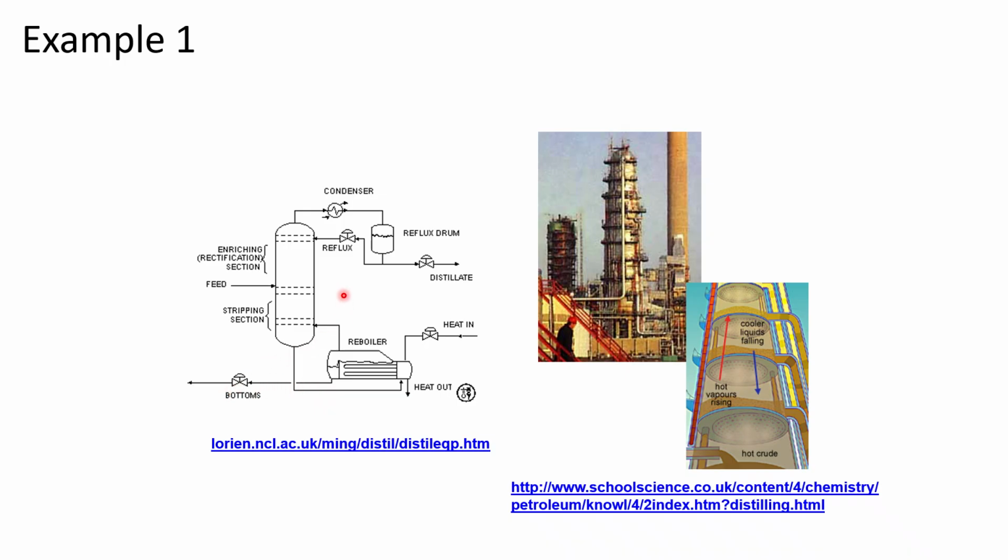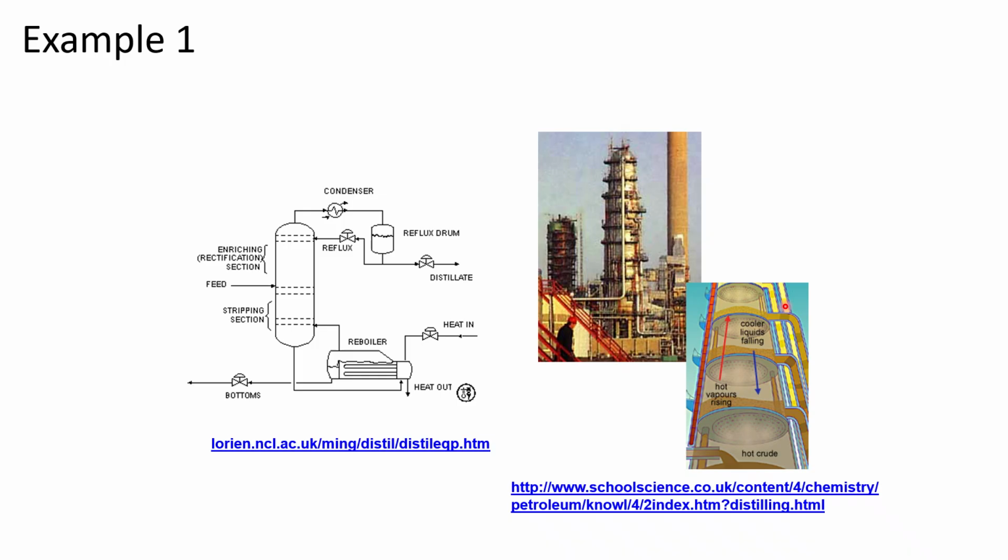In a real column, you may have more than one feed distributed along the length of the column, and you can have more than 2 products. In addition to the top product, the distillate, and the bottom product, you may have multiple side streams pulled off. The picture here illustrates an actual column in a plant, and the other picture to the farthest right shows what goes on inside the column.